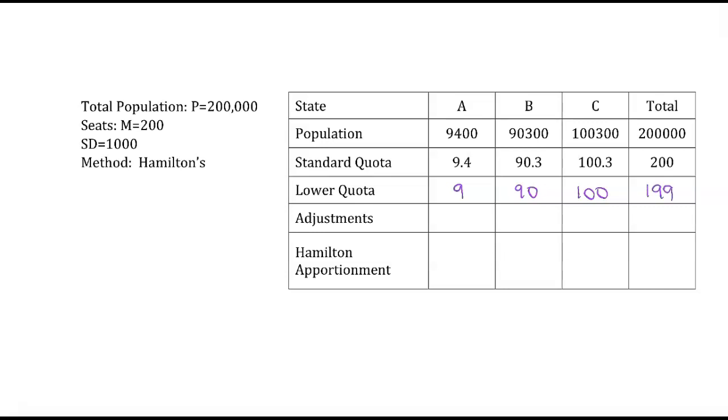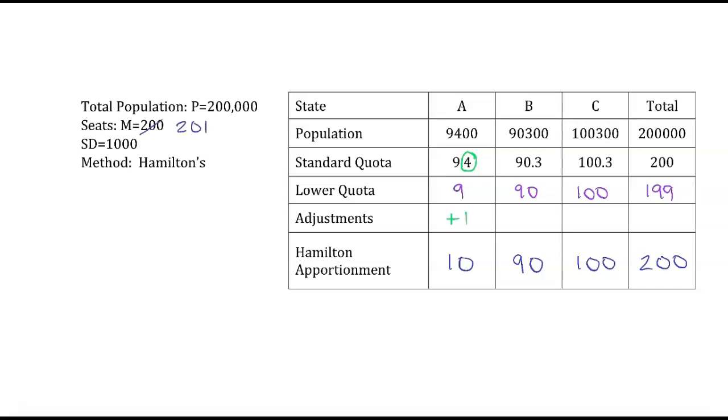Making our adjustments, state A just barely has a larger residue than states B and C, so they get the extra seat. This gives us a final apportionment of 10 seats to state A, 90 to state B, and 100 to state C. That's exactly the 200 seats that needed to be apportioned. What would happen if they decide to have 201 seats rather than 200?